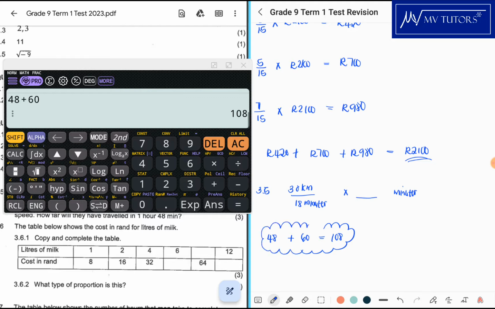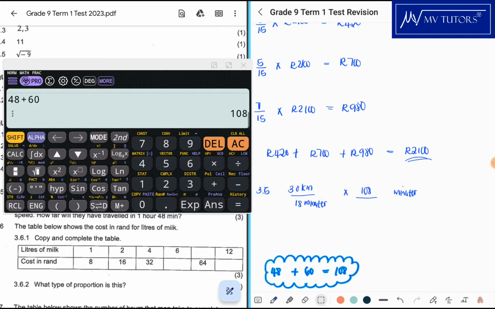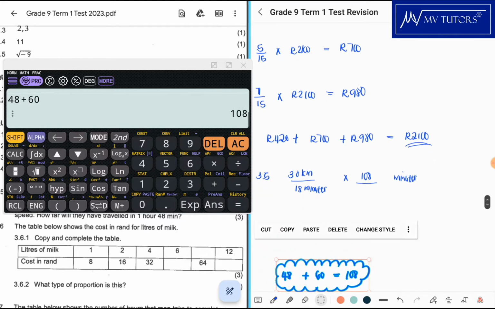So that's something that we do. So now we know it's 108 minutes. Okay. So maybe this is something we would have done on the side or below or some way. But we need working space. So now what are we going to do?